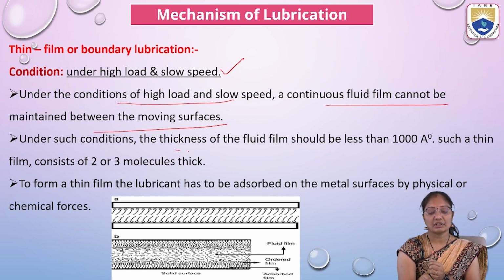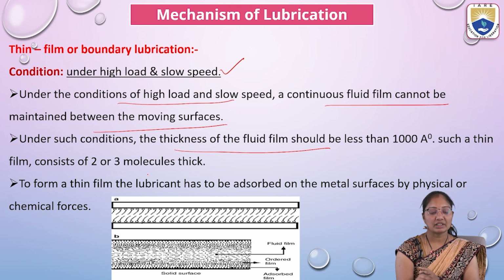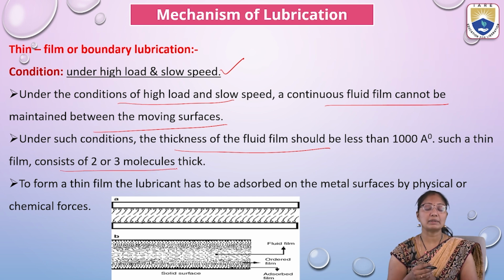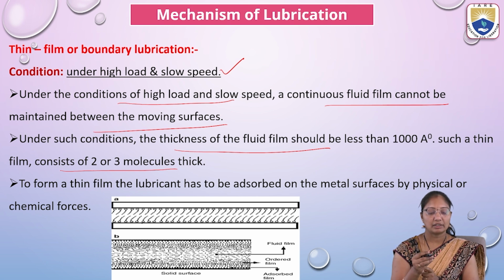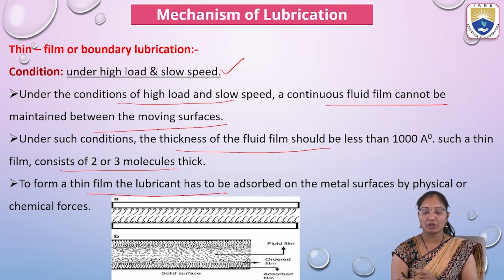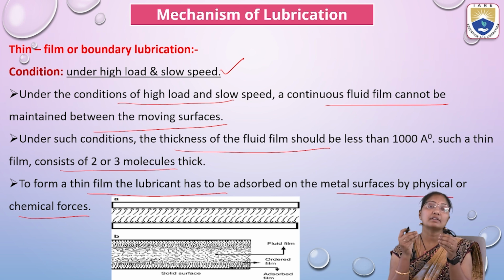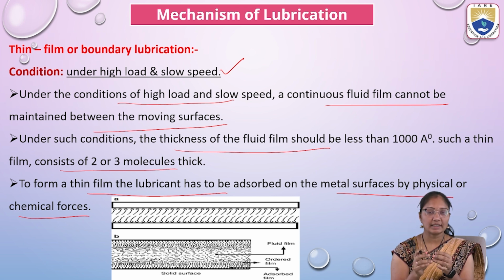So under such conditions, the thickness of the fluid film should be less than 1000 angstroms. In the thick film we are maintaining 1000 angstroms, but here we have to maintain very much less than 1000. Such a thin film consists of two or three molecules thick. To form a thin film, the lubricant has to be adsorbed on the metal surface by physical or chemical force. So we have to maintain the thickness at very less quantity, less than 100 angstroms.